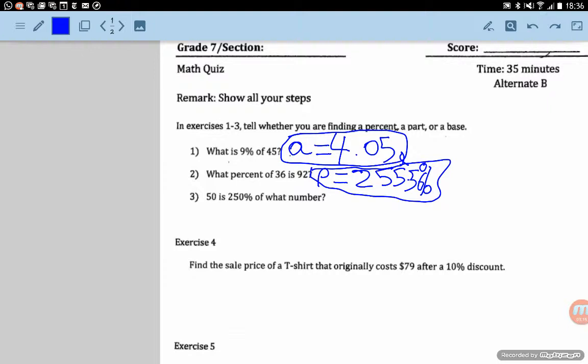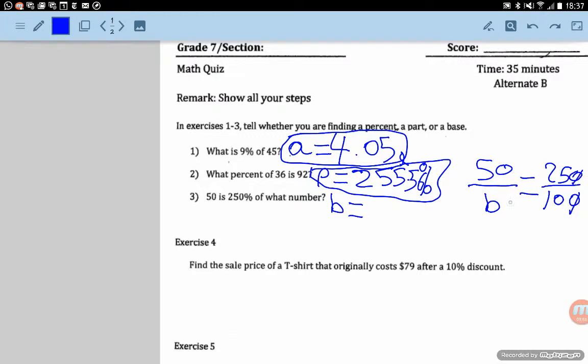Now here we are going to do number 3. 50 is 250% of what number? Here he wants to find the whole. So we are going to write 50 over B equals 250 over 100. Here we are going to simplify the two zeros.